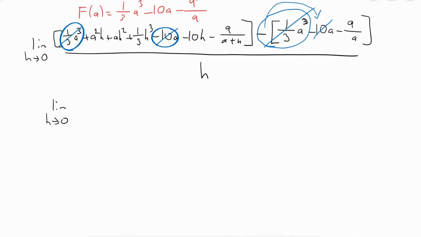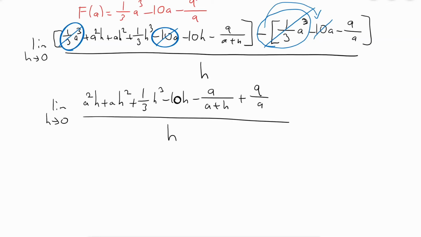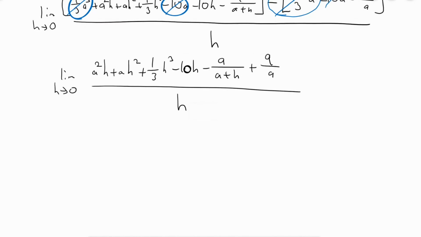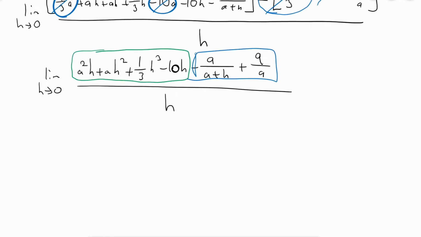So I have limit as h approaches 0, a squared h plus a h squared plus 1 over 3h cubed minus 10h minus 9 over a plus h, and then minus, plus, sorry, we're distributing the minus again, plus 9 over a, over h. When I look at the equation, I see that I can take out h from this portion, but I need to rearrange this portion in order to take h out, because in that form I cannot take h out. So I'm going to go ahead and do that on the other side.